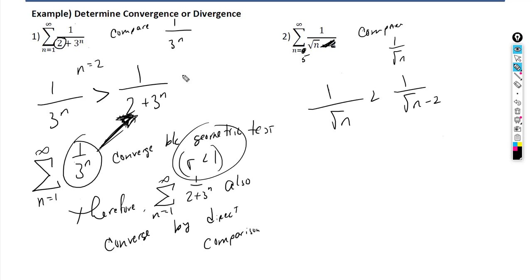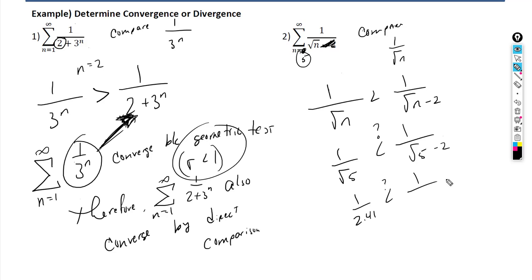And again, we kind of worked on this over here, and how do we understand that it's greater than or less than? Well, I'm at 5 right here. This is 1 over the square root of 5, which we're going to say is a question mark, because we don't know if it's less than or not. So this is 1 over root 5 minus 2. But what is 1 over root 5? That's about 1 over 2.41. And this here is 1 over root 5 minus 2, so 2.41 minus 2 is about 0.41.